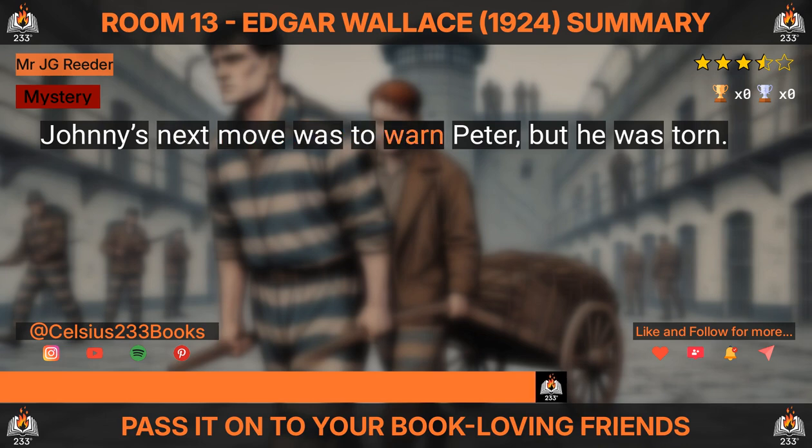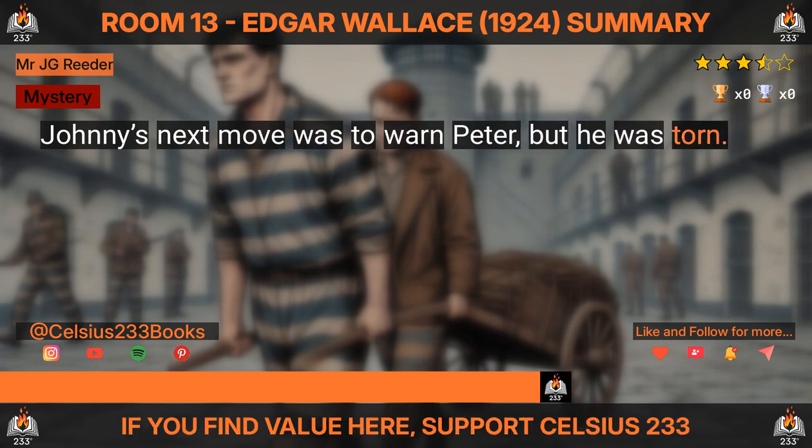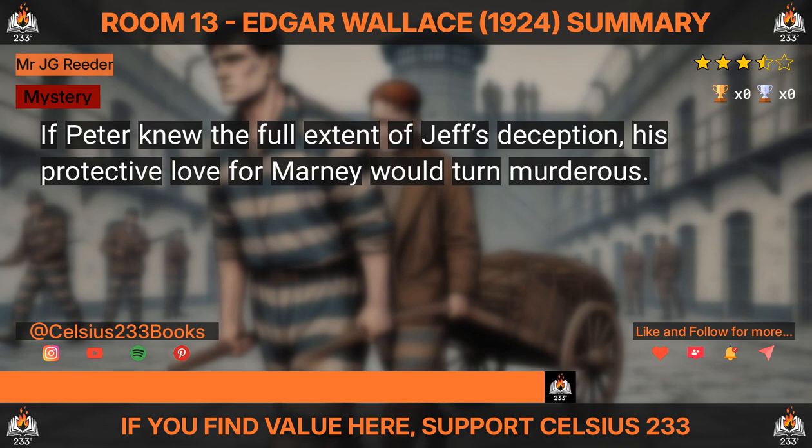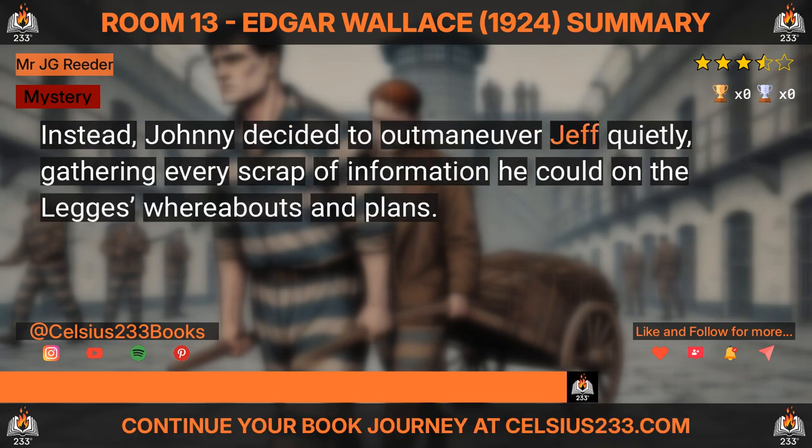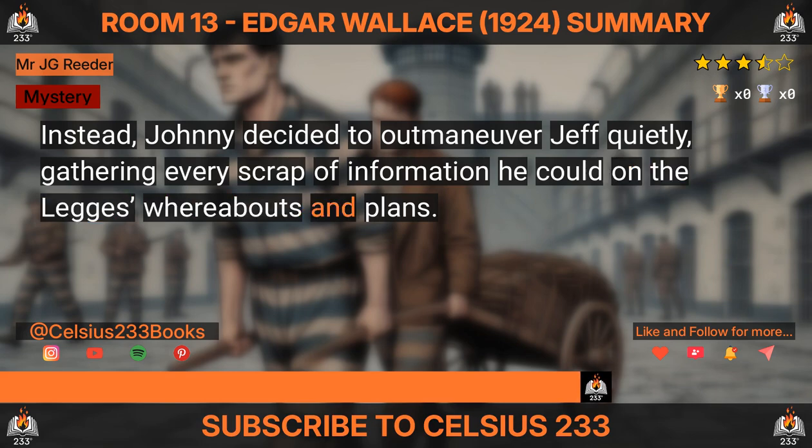Johnny's next move was to warn Peter, but he was torn. If Peter knew the full extent of Jeff's deception, his protective love for Marnie would turn murderous. Johnny feared Peter would kill Jeff, and the consequences would be catastrophic for the Kane family. Instead, Johnny decided to outmaneuver Jeff quietly, gathering every scrap of information he could on the Legges, whereabouts, and plans.